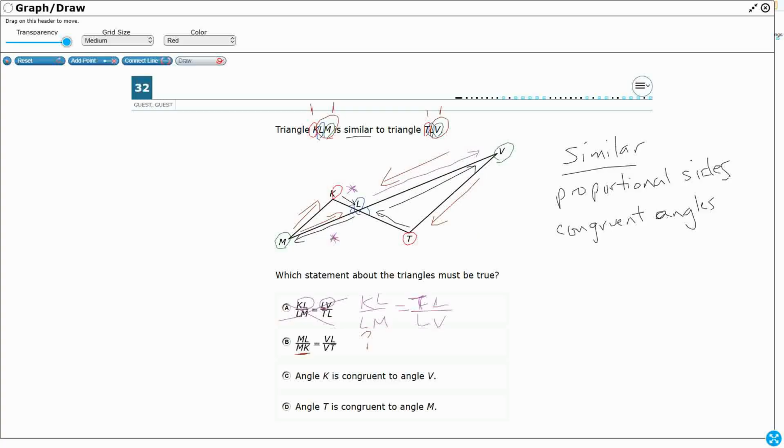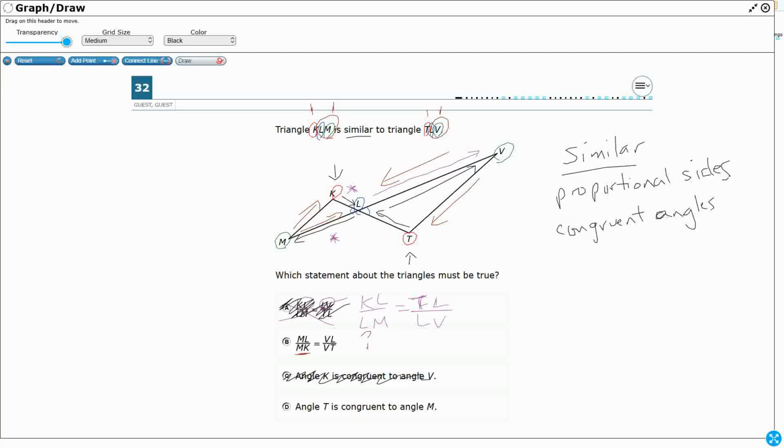Angle K is congruent to angle V. This is where colors play a big part. Angle K is our first one, red. So it goes with angle T. Angle K is not congruent to angle V. Those are the two top ones, but visually you can tell. Remember, the order matters. So angle K would go with T. If I wanted V, I would need to go M. That's why we use these colors. So no on this one, no on this one.